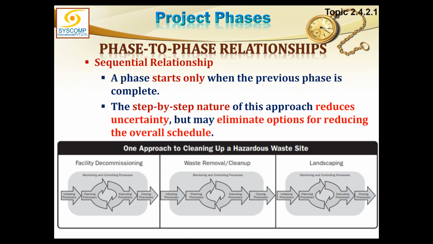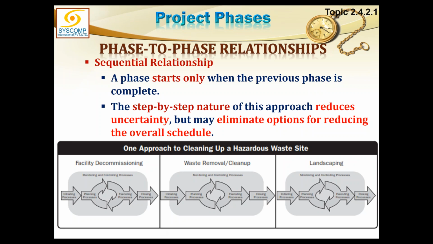In this diagram, you can see a phase-to-phase sequential relationship in which every phase is separate from the other phase. Every phase, like facility decommissioning, is the first phase. In this phase, we have all the 5 process groups being applied. You can see we are initiating this phase, planning it, executing it, monitoring and controlling it, and closing it, and ultimately we are delivering the deliverable of this phase, that is facility decommissioning. So probably the milestone would be achieved when the facility has been decommissioned.